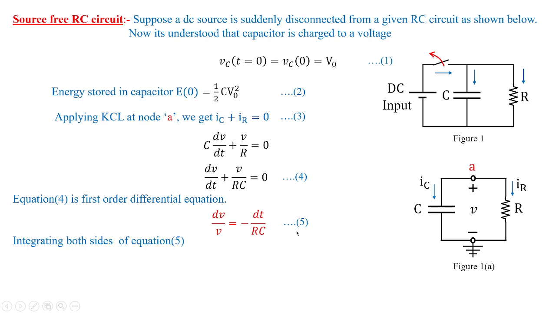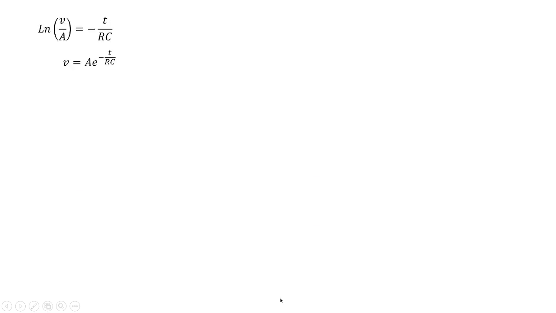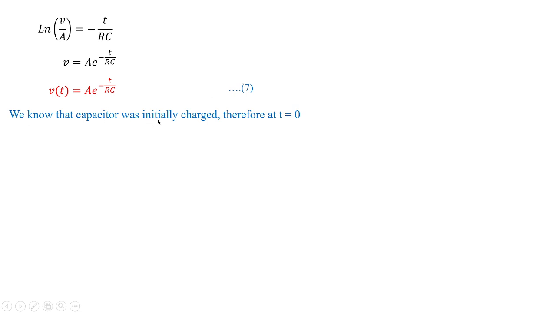In equation 5, you have to integrate on either side. Then you get ln V equal to minus t by RC plus ln A, where A is the integration constant. Rearranging this and framing it as equation 6, I get ln V by A equal to minus t by RC. So V can be obtained as A e to the power of minus t by RC. In fact, V of t is the standard equation which we have framed in equation 7.